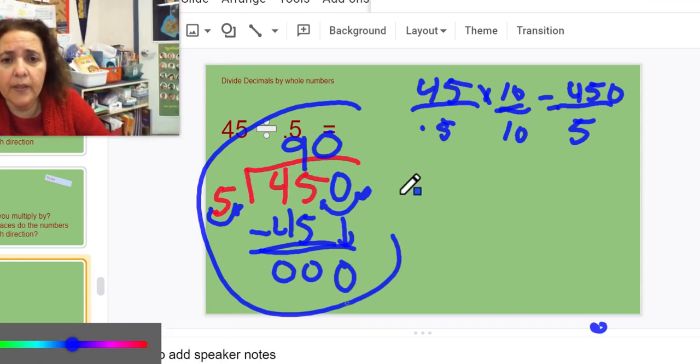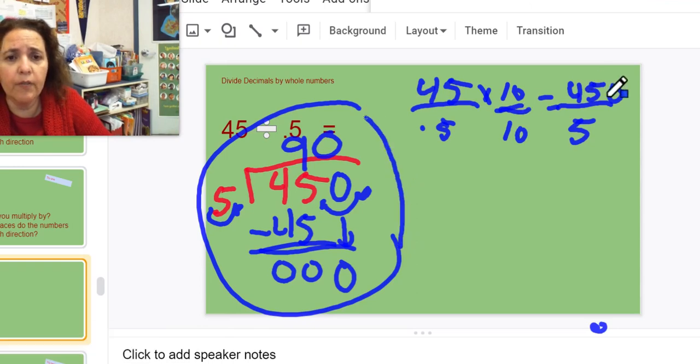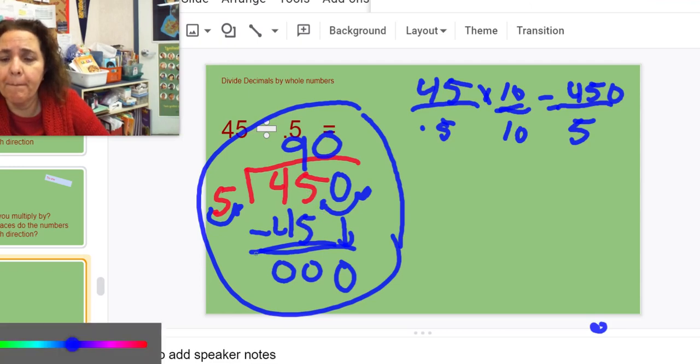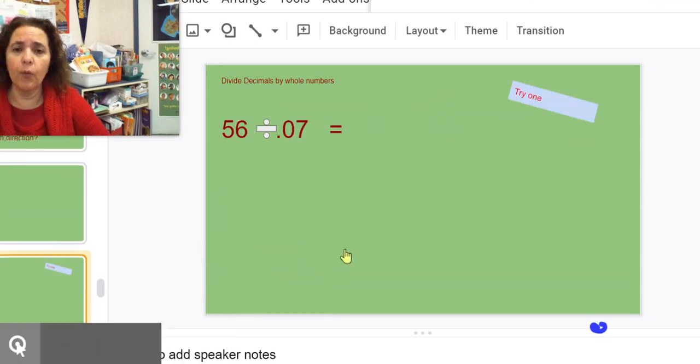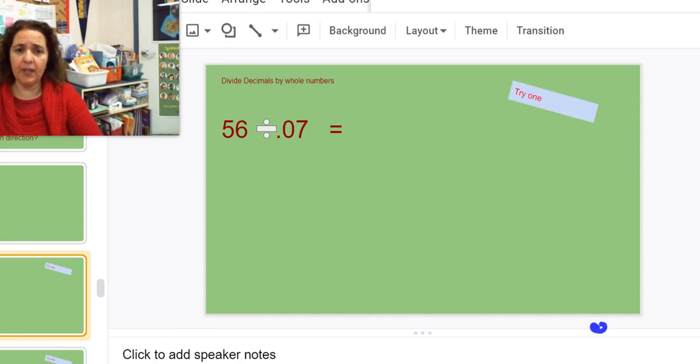So in essence, it's the same thing. See, 450 divided by 5. So in essence, this is a shortcut. It's way faster than doing it this way. Because if you do it this way, you're still going to have to do this, okay? All right, you try one. 56 divided by 7 hundredths, and then come back to me. So pause the video, then come back to me when you're done.